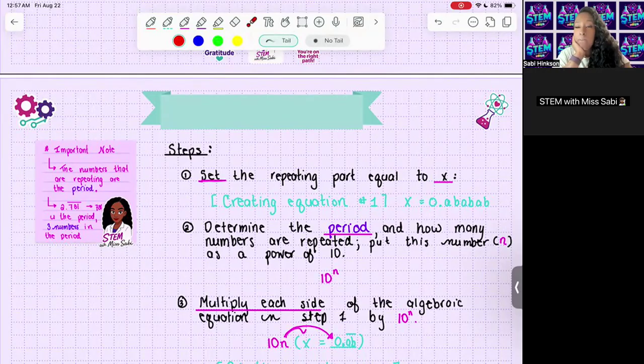To determine the period, you're looking at what numbers are repeating. When you find the numbers that are repeating, count how many of them there are. How many numbers are in this period? Then you take that number and put it in the exponent part of 10, so 10 to the power of that number.